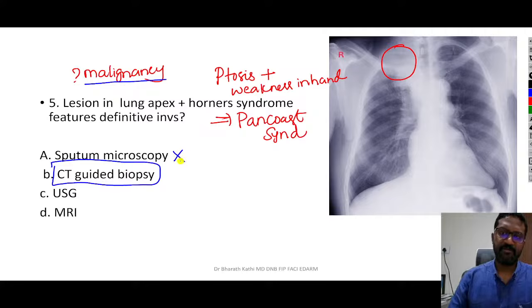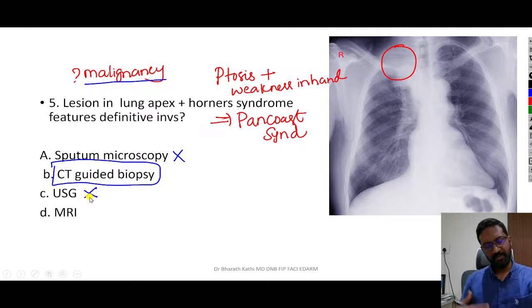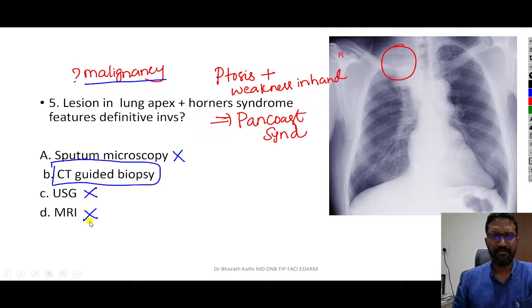Sputum microscopy, if it was an infection, it would have higher yield. Ultrasound, if there was fluid, definitely yes. MRI in lung, not routinely used for common diagnosis. In Pancoast tumor, MRI might be helpful, but it is not diagnostic of a Pancoast tumor. It is just suggestive for evaluation. Best answer is CT guided biopsy.